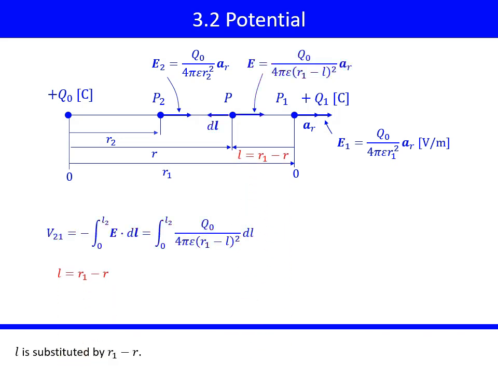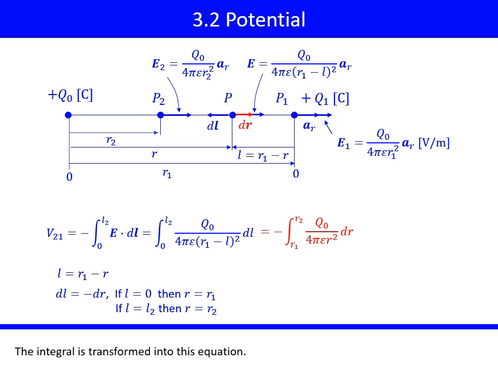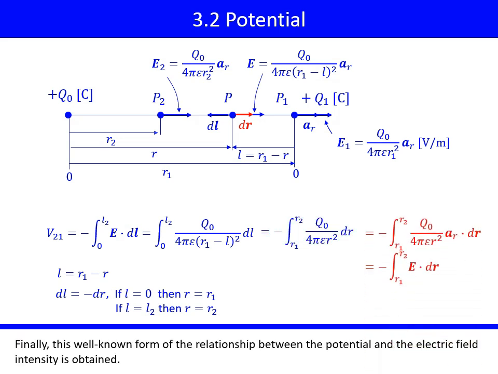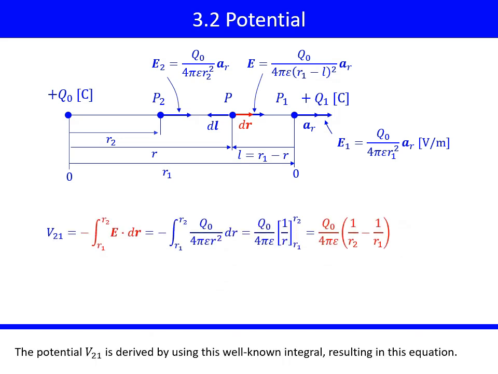L is substituted by R1 minus R. Then the differential displacement dl is replaced with negative dr, and the interval of the definite integral is adjusted accordingly. The integral is transformed into this equation. Finally, this well-known form of the relationship between the potential and the electric field intensity is obtained. The potential V21 is derived by using this well-known integral, resulting in this equation.